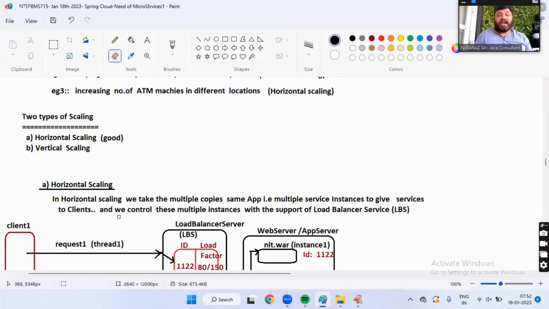We control these multiple instances with the support of what? Load balancer service. This is very important. Now listen, I have taken 10 instances. So many requests are coming. How does it know this request should go to this instance because it has less load, while another instance has more load? Someone should be there to decide this, and that someone is nothing but the load balancer, right?